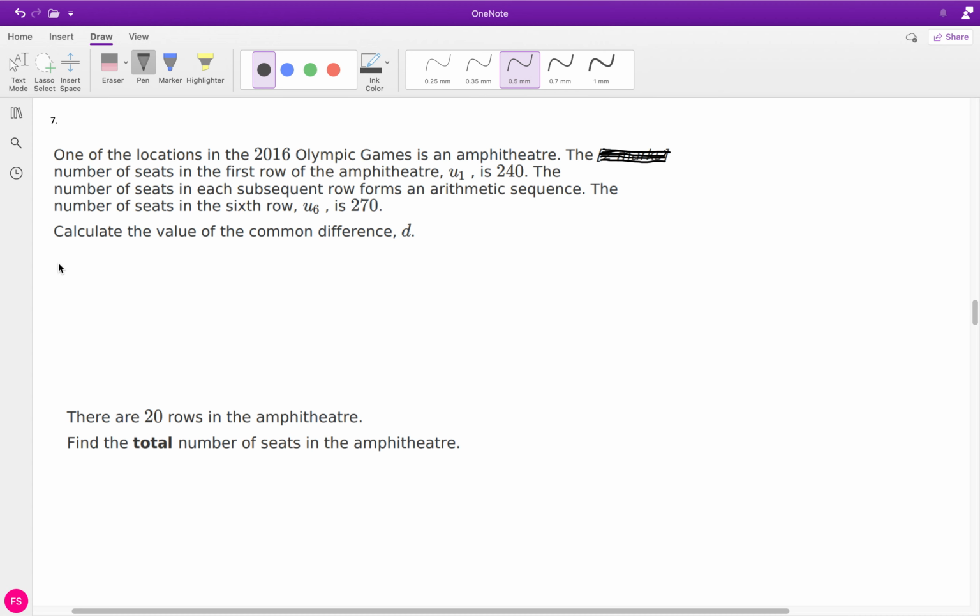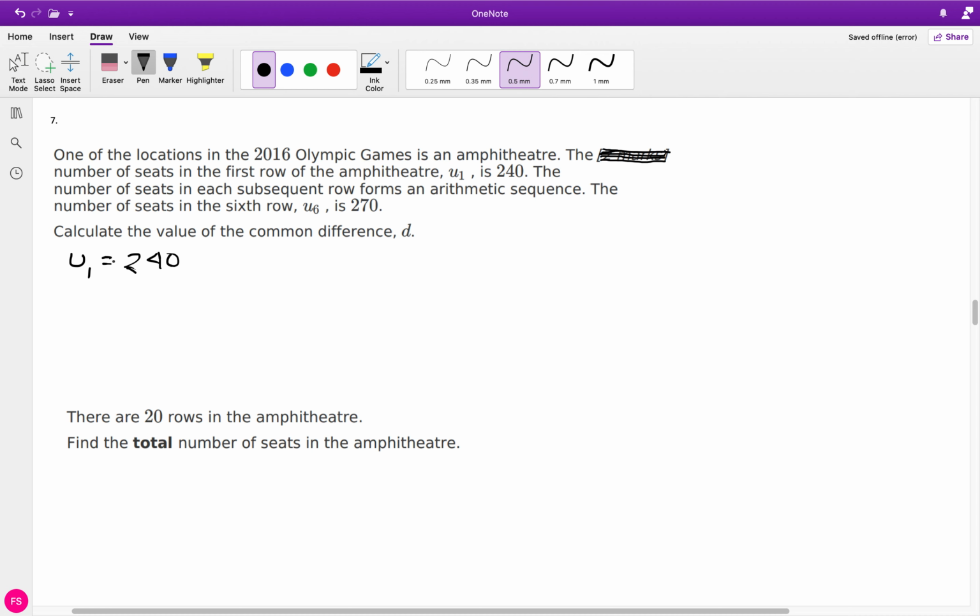One of the locations in the 2016 Olympic Games is an amphitheater. The number of seats in the first row of the amphitheater, U1, is 240. So I know this, that my U1, let me just write it down, whatever information we have. So the first term is 240.